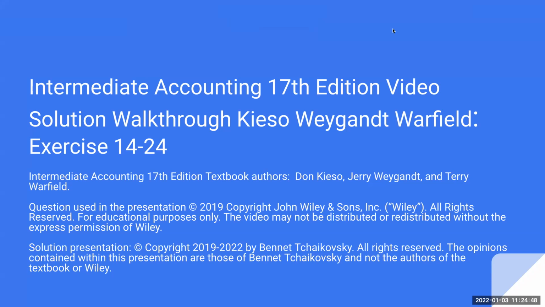This is exercise 1424. This is the Intermediate Accounting 17th edition textbook. Authors are Don Kieso, Jerry Weygandt, and Terry Warfield.